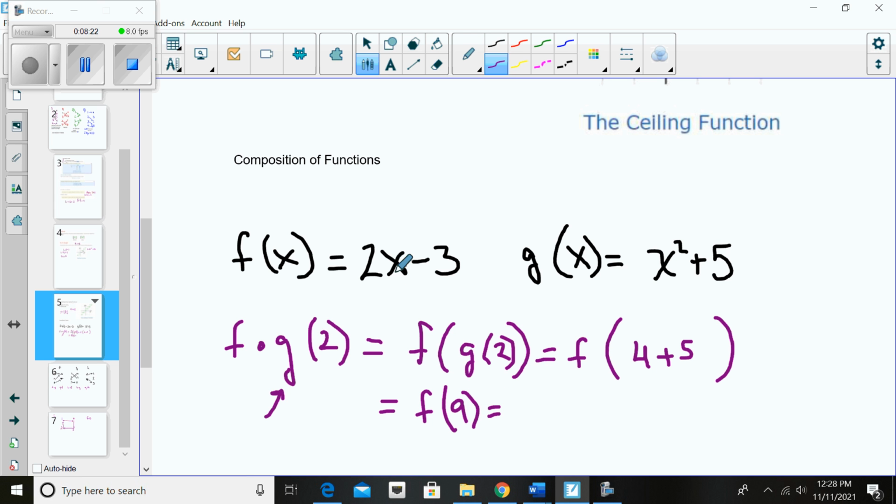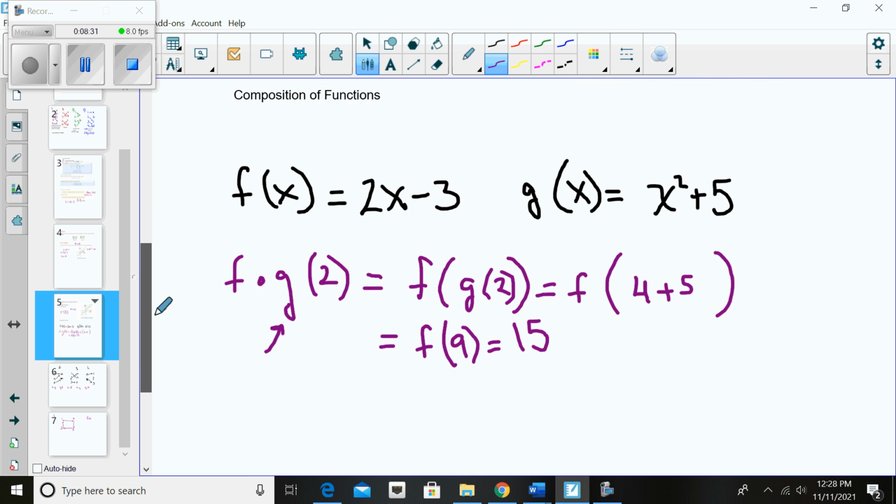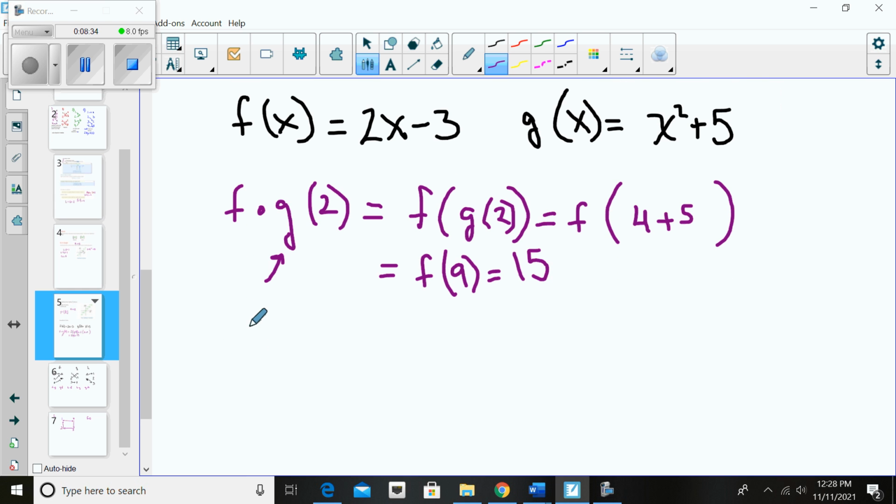And f of 9 would be 18 minus 3, which is 15. Okay, so I can ask you to do that with a number, or I might say to you, find g of f of x. What that means is take f of x and put that into g. So this becomes like your quote x that goes into g. You have to put the entire function in.